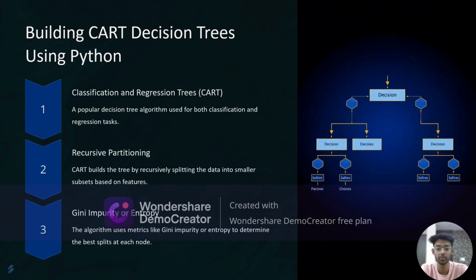Third, Gini impurity or entropy. The algorithm uses metrics like Gini impurity or entropy to determine the best split at each node. Now, here, as you can see in the image, there is a decision which has two parts. Now, these subparts have further subparts where this is ended, and here it has more further subparts.